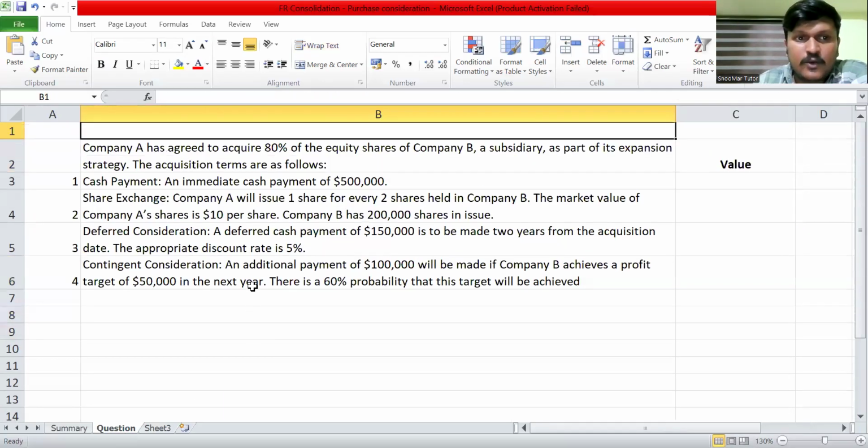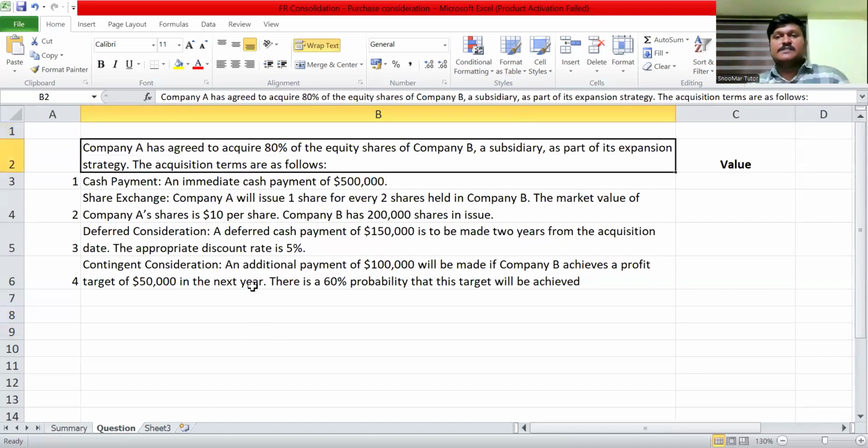I hope this is visible. Let's consider, a company A has agreed to acquire 80% of the equity shares of company B, a subsidiary, as part of its expansion strategy. So meaning company A is going to acquire 80% of company B.